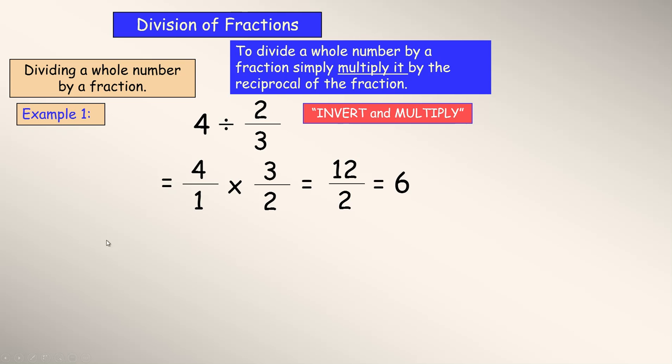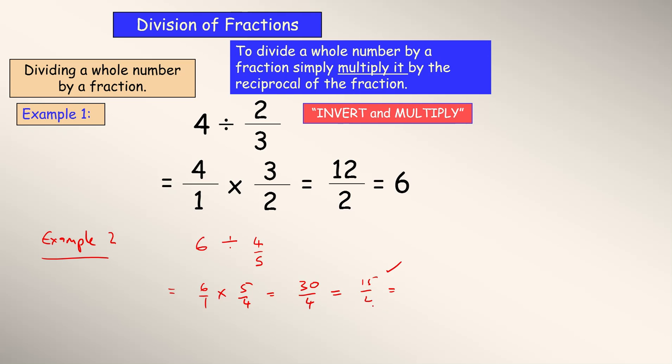Okay. This example, we've got 6 divided by 4 over 5. Now that's the same thing as 6 over 1 times, and we flip the fraction over, 5 over 4. That's going to give me 30 divided by 4. Can I simplify that? Yep. 2 goes here 2 times. 2 goes here 15 times. So 15 over 2. And I'm happy with that.